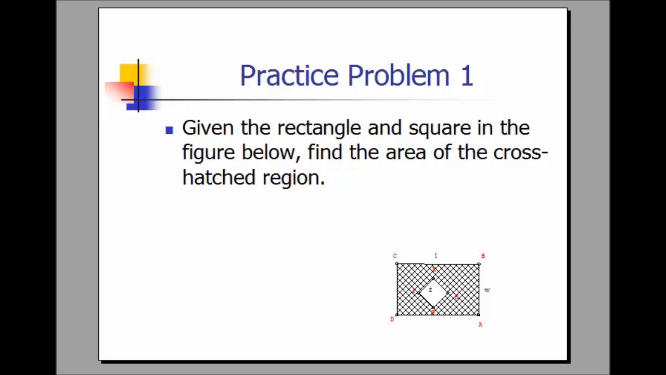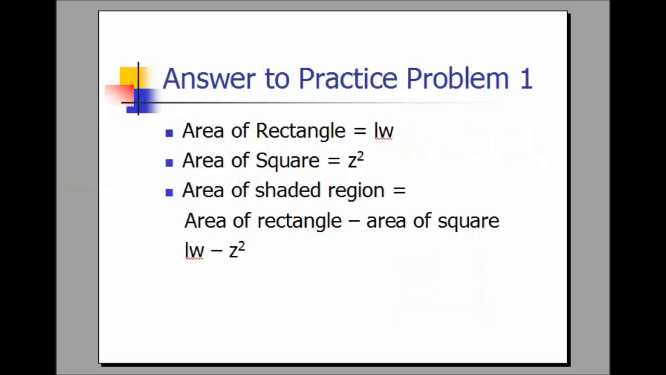Practice problem 1. Given the rectangle and square in the figure below, find the area of the cross-hatched region. The area of the rectangle, recall, is length times width. The area of the square is z squared because the figure tells us that its side length is z. The area of the shaded region equals the area of the rectangle minus the area of the square, and that's LW minus z squared.